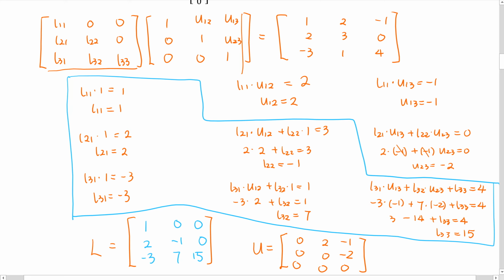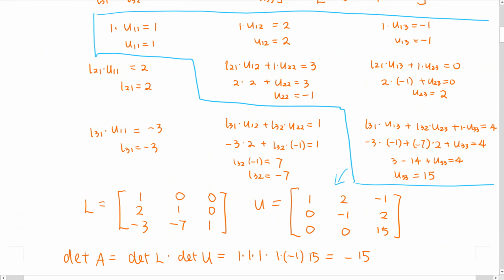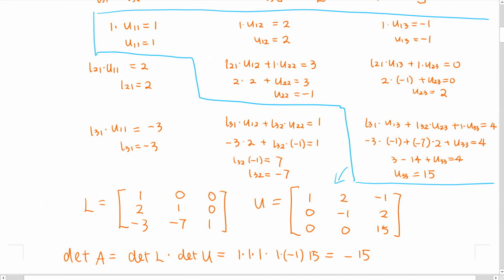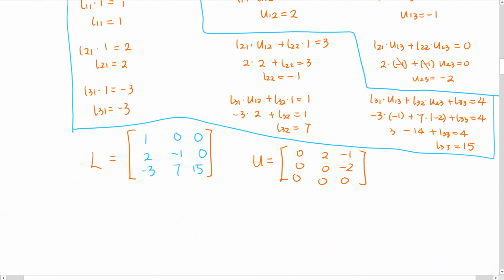Do you realize this L and U and the LU from our previous examples, they are different? Okay, so there are different LU factorizations of the same matrix. So we can see the LU factorization is not unique for a given matrix. If we use different methods, then we are going to get different LU factorizations.